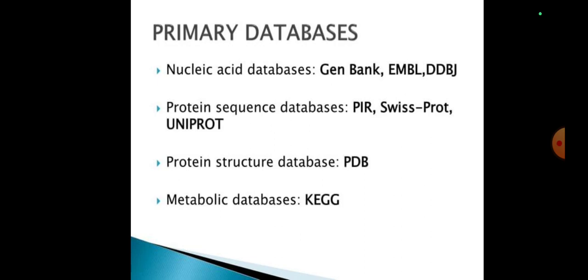The primary database consists of nucleic acid databases, that is GenBank, EMBL, DDBJ, and protein sequence databases, PIR, SwissProt, and SwissProt in another form is UniProt. Protein structural databases, PDB, SCOP, and CATH, also come under protein structure databases. And an example of a metabolic database is KEGG, Kyoto Encyclopedia of Genes and Genomes.